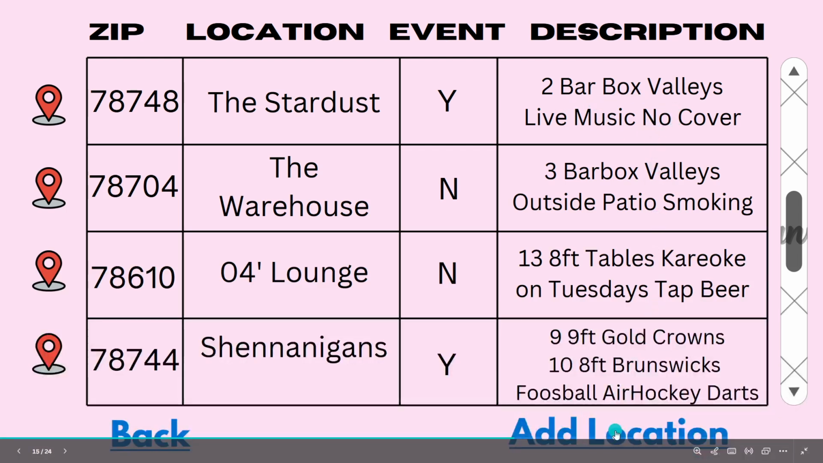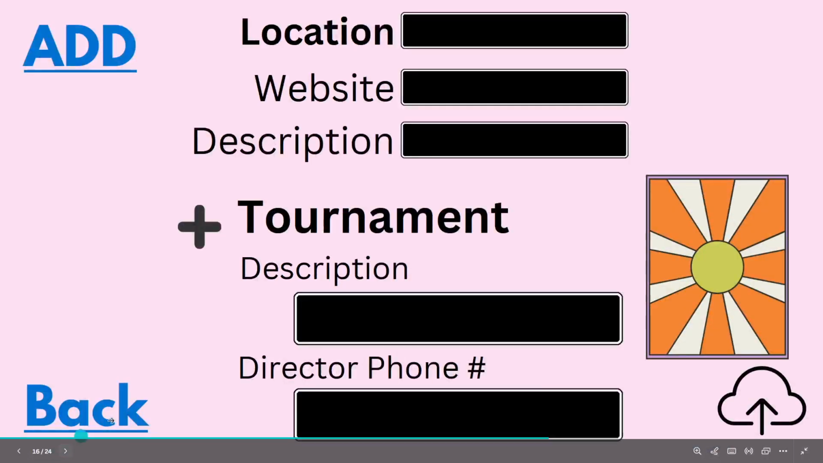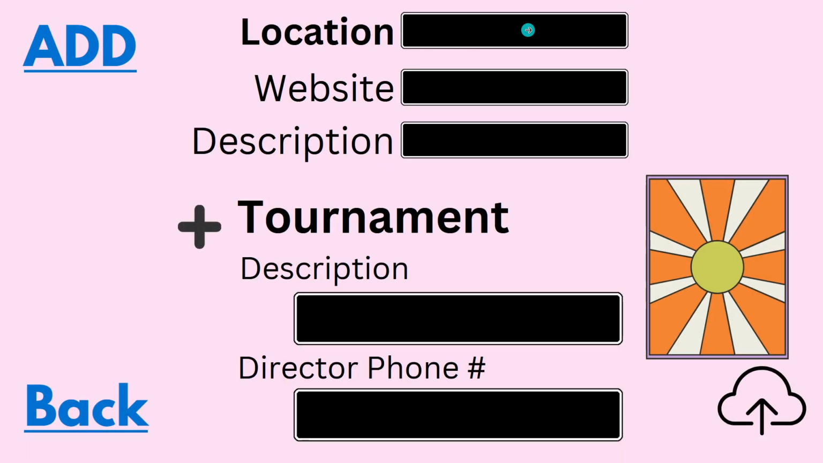If the location wasn't on here that I would like to challenge someone at, I would then click here, add location, to bring this screen on the app. You would enter the location name, a website if it had any, and then a short description of the location.